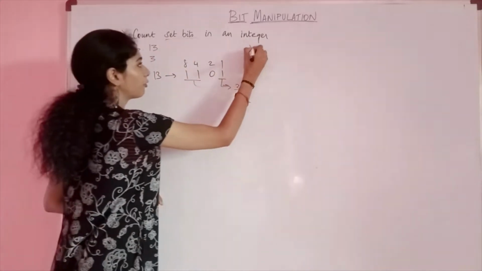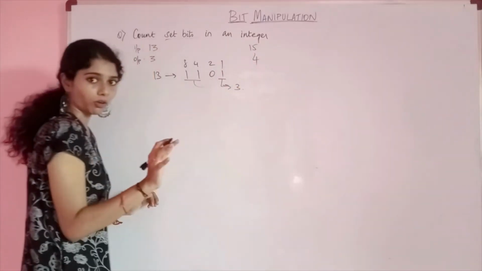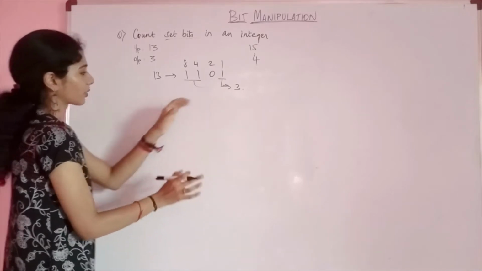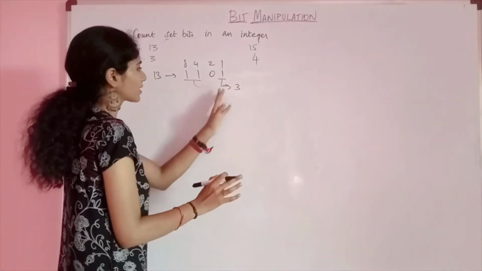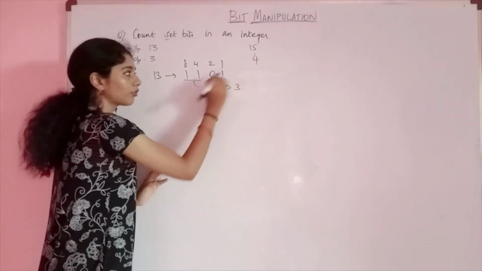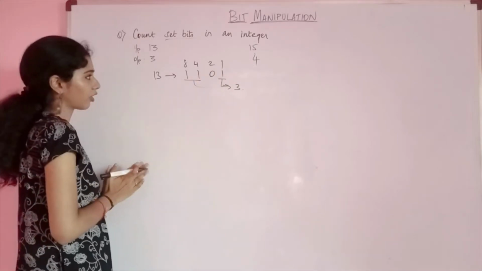So suppose that I have 15. What should be the number of set bits? It shall be 4. Now let's write the program for this. Before we jump into the program, how am I supposed to know? The conclusion is that you have to know the number of ones present in the binary representation of the given number.